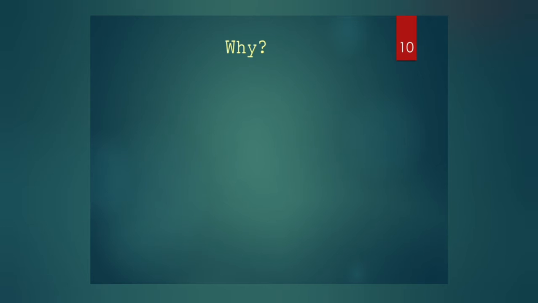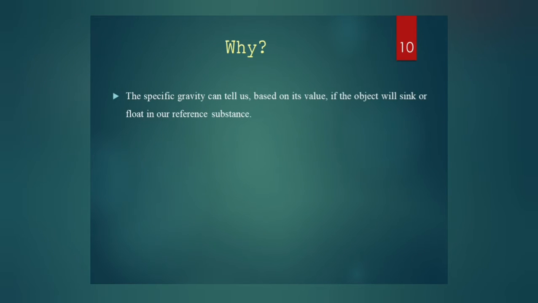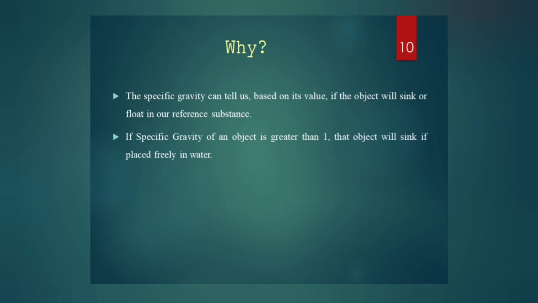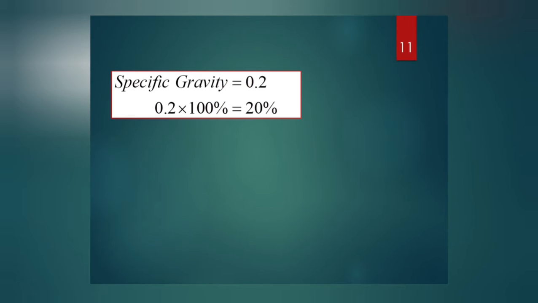Now why specific gravity? The specific gravity can tell us based on its value if the object will sink or float in our reference substance. If specific gravity of an object is greater than 1, that object will sink if placed freely in water. That means 100% of volume submerged. Suppose the specific gravity of an object is 0.2. Multiplying it by 100 we get 20%. This means that 20% of its volume will be submerged in water.